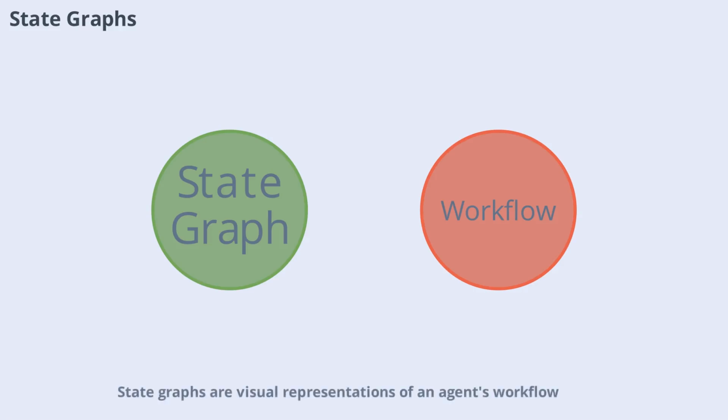State graphs are visual representations of an agent's workflow. Each node represents a step and edges show how state transitions occur. This structure helps prevent context loss and enables conditional routing, making complex workflows easier to design and debug.